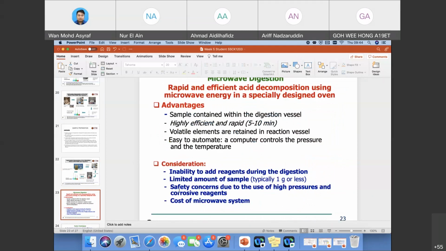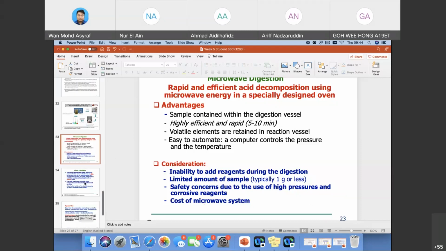There is also a safety concern because it plays around with high pressure and high temperature. So this is part of your consideration as well. You need to make sure that your microwave digester is calibrated and regulated once in a while. Maintained once in a while. All right. The cost of the microwave system is also going to be high if you are using a microwave digester.